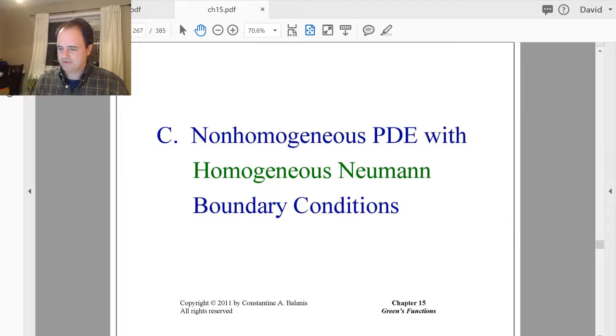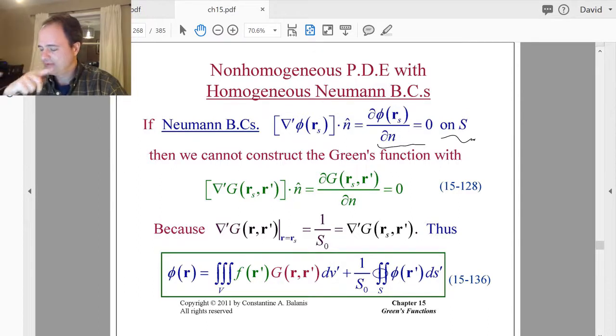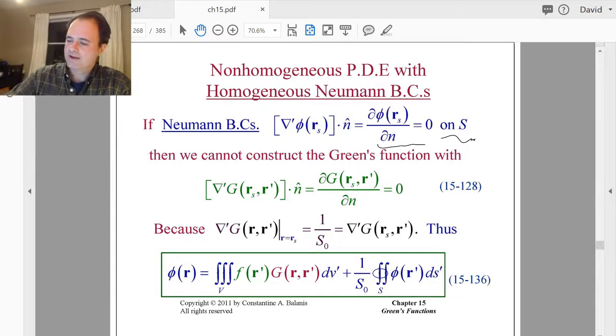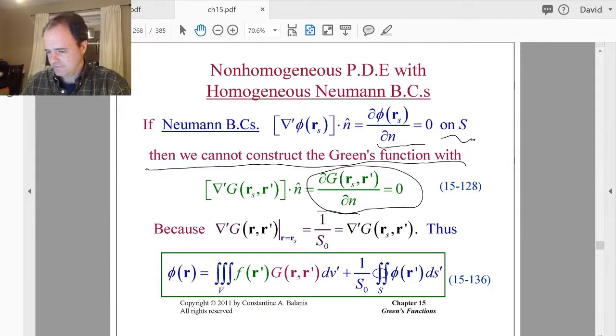homogeneous Neumann boundary conditions. All right, this is going to be fairly simple as well. So Neumann boundary conditions, this says that d phi dn is equal to 0 on the surface. All right. Okay, but now there is one complication with this. So we cannot construct a Green's function with dG dn being equal to 0 over the entire surface. All right, we cannot do that.